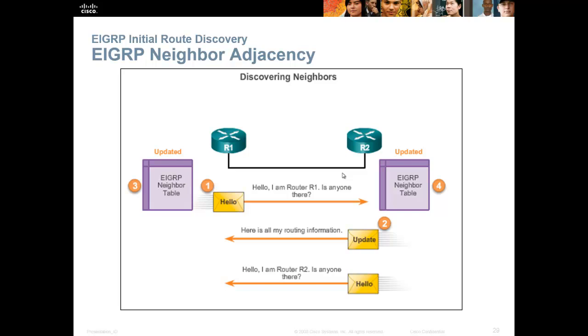And then router 2 gets it and says, hey, there's another EIGRP router on my network. I'm going to give him my information. So, hey, here's an update. Here's my routing information. And then I send him my hello packet. Hello, I'm router 2. Is anyone out there? So when a router receives a hello packet from somebody else, and he's never formed an adjacency with that person, he'll then send him an update with his information. And then he'll also send a hello packet to announce himself.